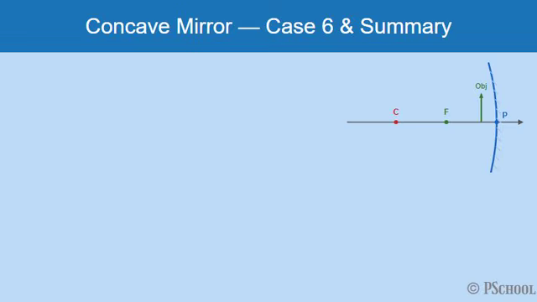Case 6. Object is between F and P, very close to the mirror. Ray 1 travels parallel to the axis and reflects through F. Because the object is closer than F, the reflected ray diverges, it heads downward to the left.